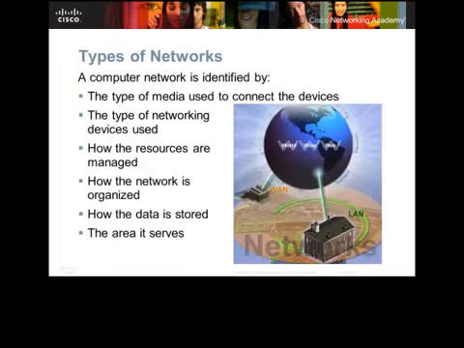Types of networks are typically characterized by the type of media used to connect the devices. Is it wireless, wired, or fiber optic? The type of networking devices being used. How the resources are managed. Is it client-server type of model or peer-to-peer? How the network is organized. How the data is being stored, and the area that it serves.